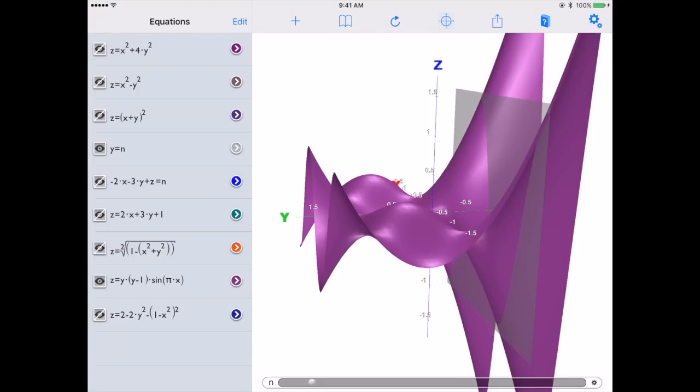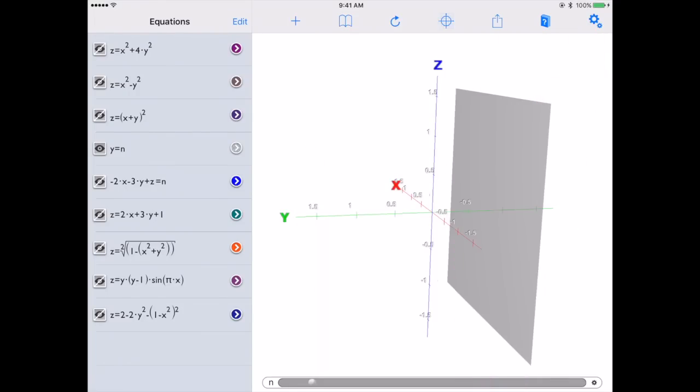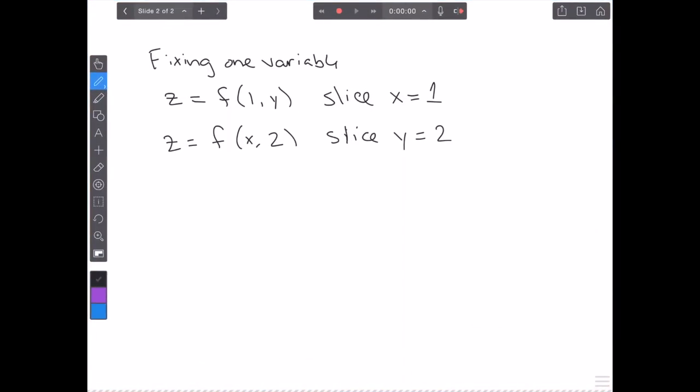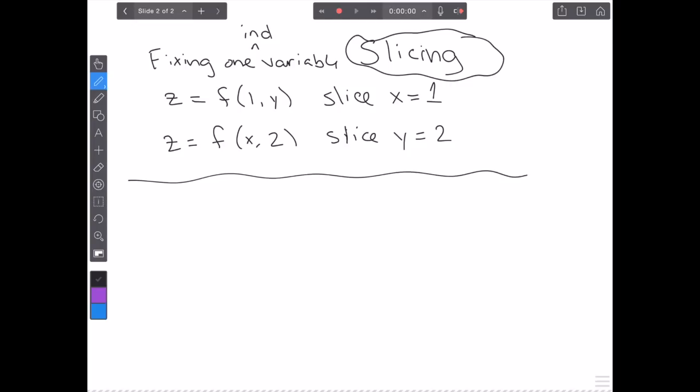All right, and then let's go back to our whiteboard. So fixing one variable, we're going to call this slicing. And by fixing one variable, I mean one independent variable. On the other hand, I can think about fixing the independent, or sorry, the dependent variable.